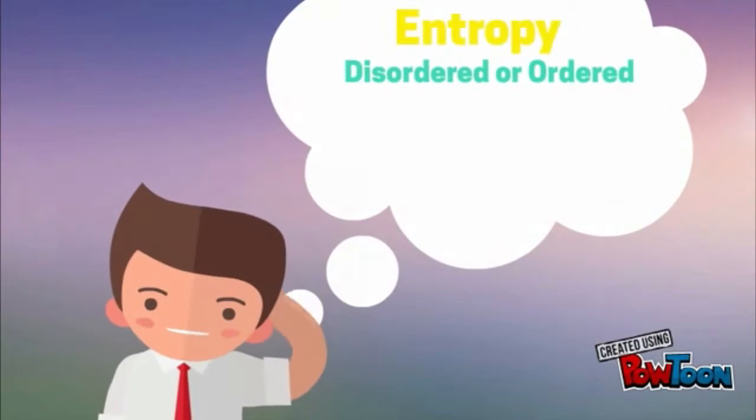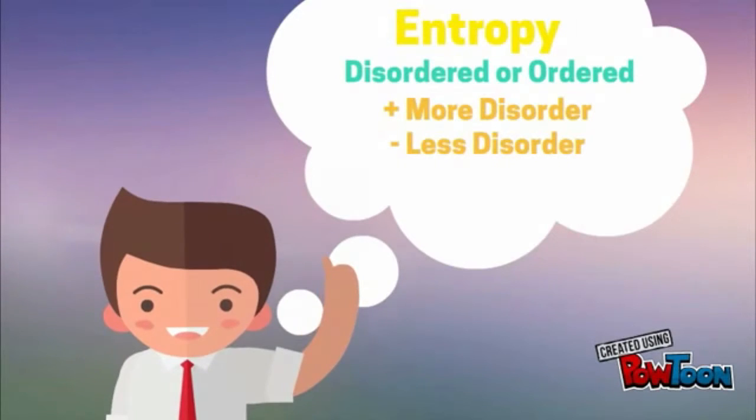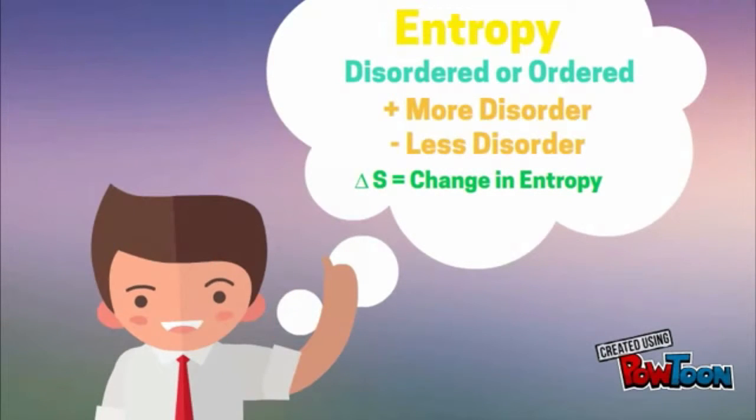Another property of thermodynamical systems is entropy. It is the randomness of matter, whether they are disordered or ordered. Positive means more disorder, while negative means less disorder. Delta S represents the change in entropy.